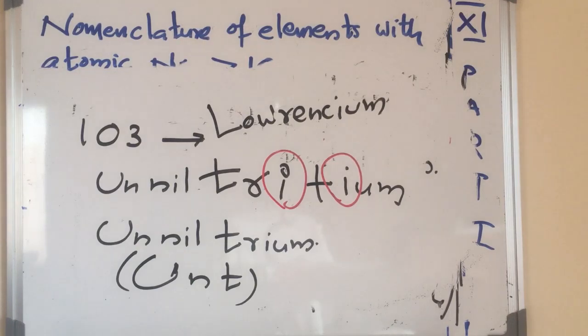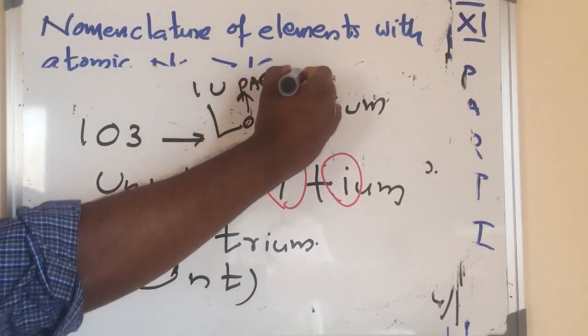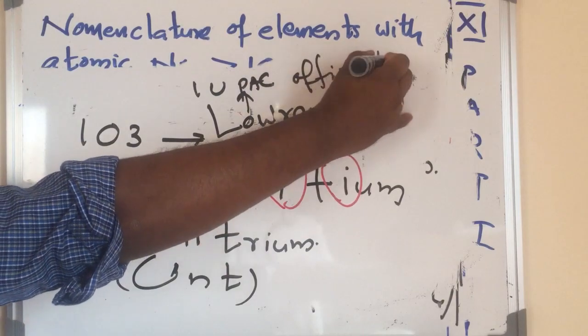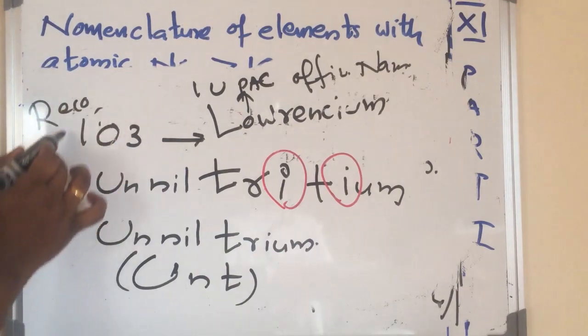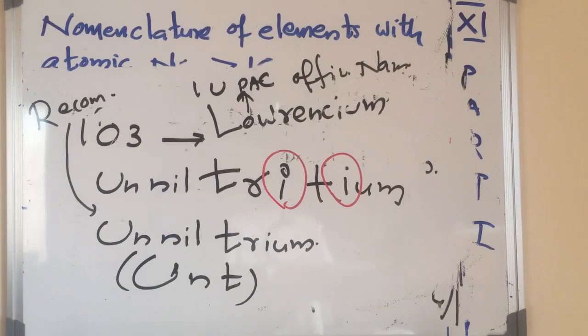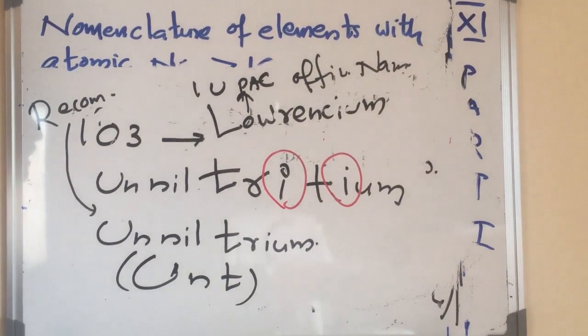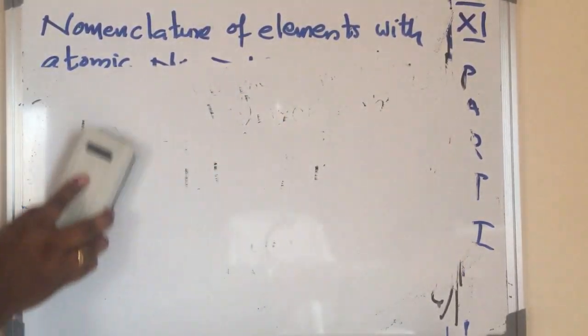So there are two names. One is the IUPAC recommended name, and the other is the common name. So I think you got a picture of the rules related to names of elements with atomic number more than 100. Now I will give two examples to you as homework. Write them in your notebook.